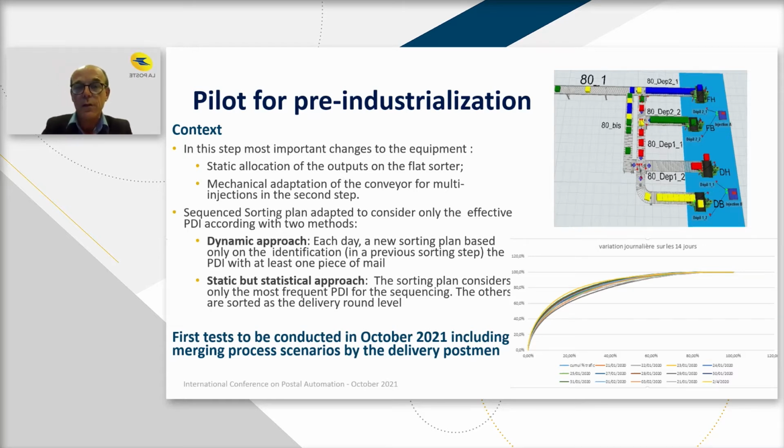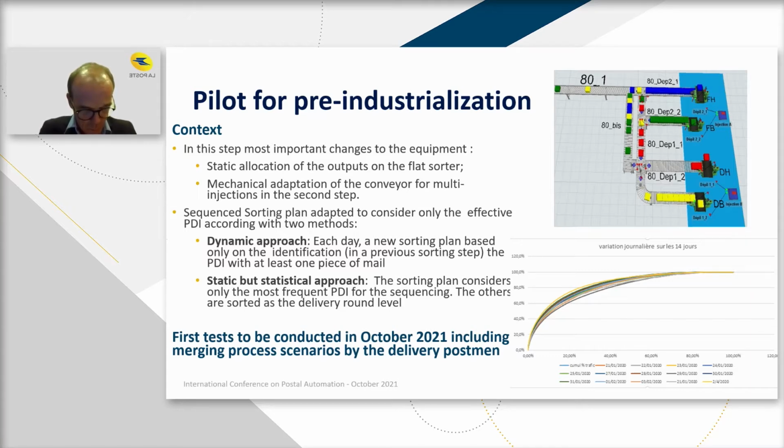And as you can see on the figure on the bottom right of the slide, with about 50% of the points of delivery, we can capture 90 or 95% of the flow. So it's very important to use this because it helps to reduce the number of outputs necessary in the 2 steps, and especially in the second step.